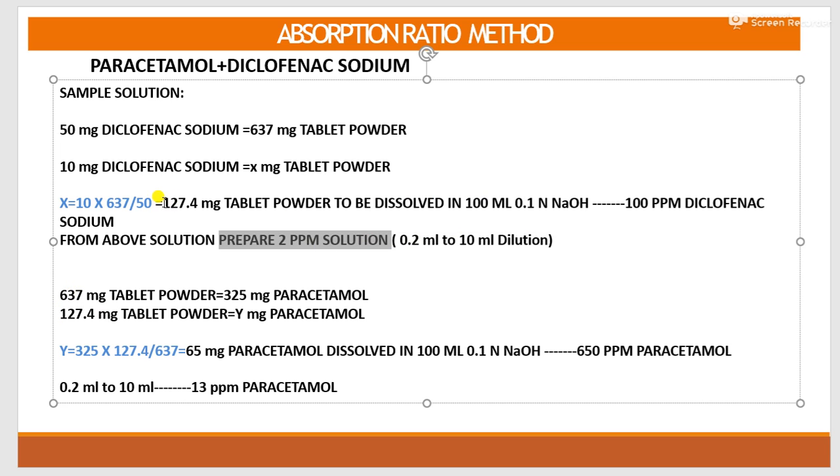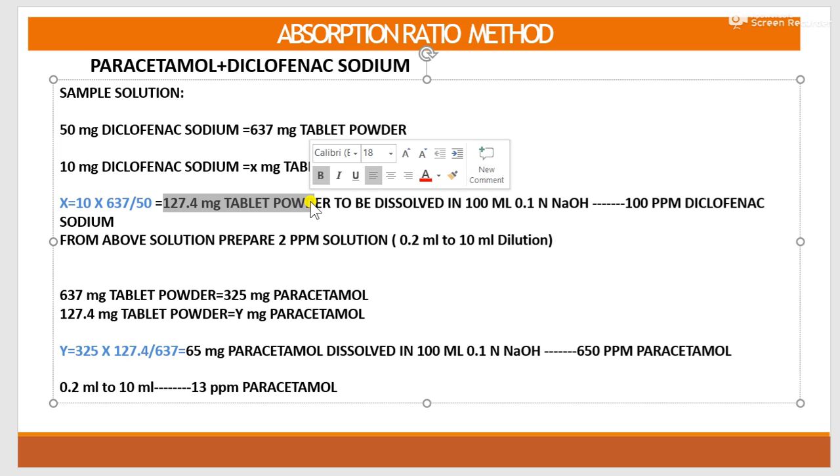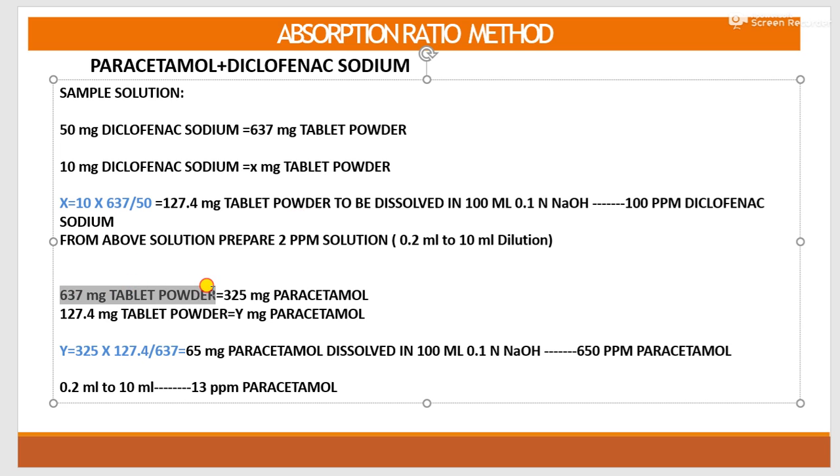Now this 127.4 milligram tablet powder contains, along with diclofenac sodium, paracetamol also, because this is a combined dosage form. So in this 127.4 milligram tablet powder, how much paracetamol is there, that we should know. So 637 milligram tablet powder, that is our average weight, contains 325 milligram of paracetamol. So 127.4 milligram tablet powder contains how much paracetamol? The answer is 65 milligram of paracetamol, and this powder we dissolved in 100 ml.